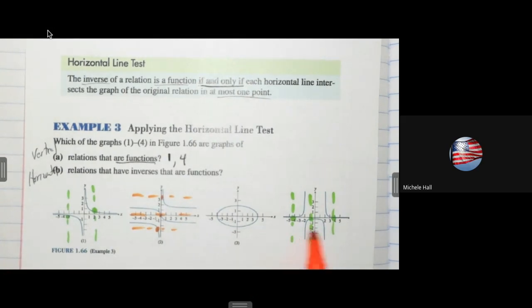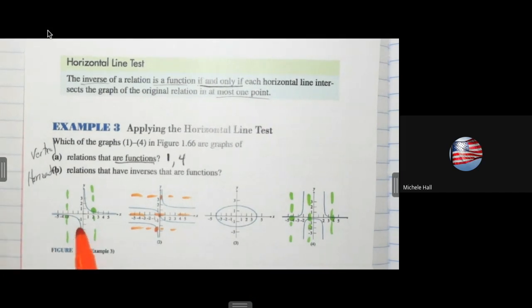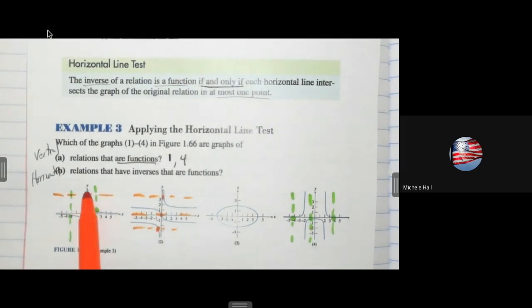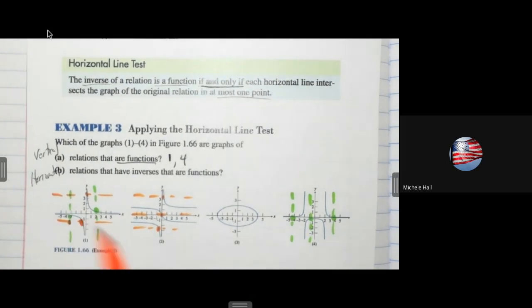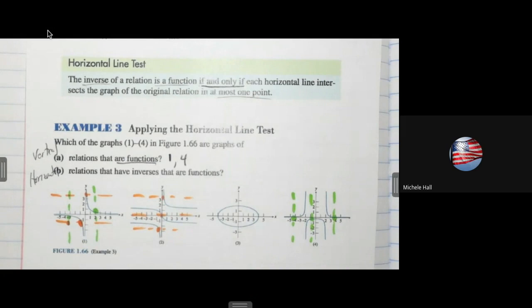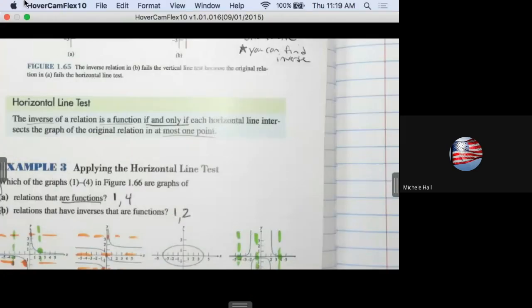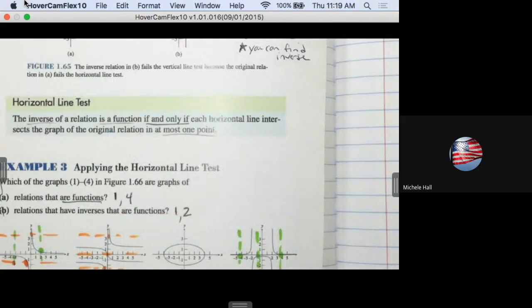What about down here? If I did a horizontal line right here, right? 1, 2. It would cross twice there. And then 1, I don't see any place. So once there, no matter where I do it, doesn't seem like it's going to be a place where it crosses twice. So I would say 1 and 2. Okay, so that's how you see it graphically.